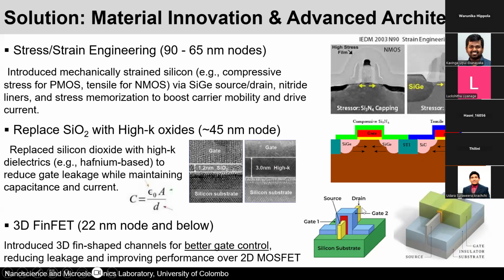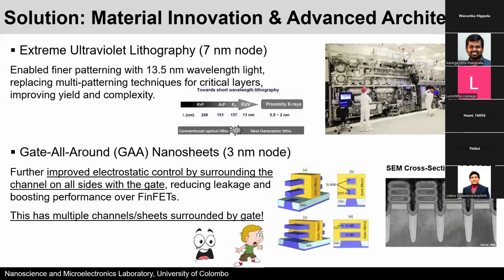So this is the fin, the source here, the drain here, and the gate metal is now wrapping around the fin. You have a small red oxide here. It's not actually red, but in the picture it's red. Then you also have the metal going over the oxide to control, and this way you get much better gate control. And this structure reduces the leakage and improves the performance over the 2D MOSFET.